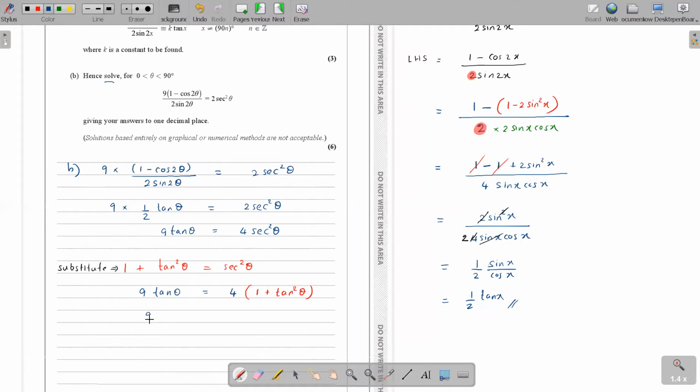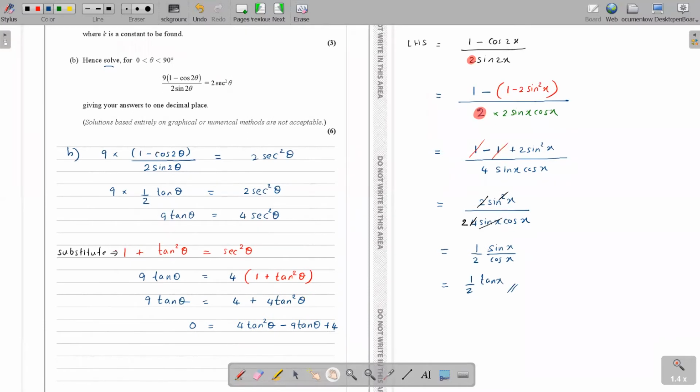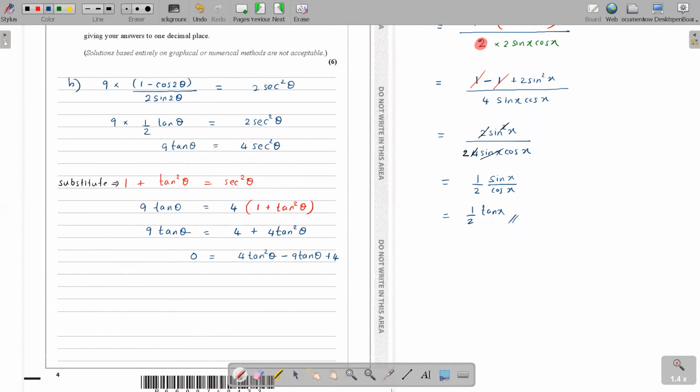Okay, so we end up getting 9 tan theta equals 4 into 1 is 4, plus 4 tan square theta. Taking everything to one side, I end up getting 4 tan square theta minus 9 tan theta plus 4. Okay, so what's the next step? The next step is to solve this quadratic equation. It does not factorize, right? So you'll have to use the formula.